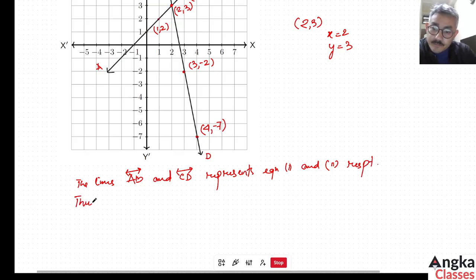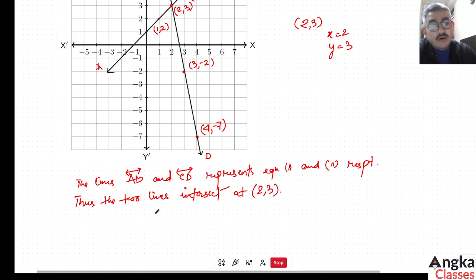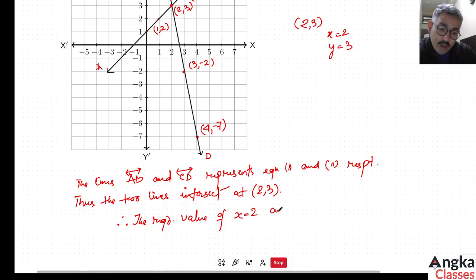Thus, the two lines intersect at 2, 3. So therefore, the required value of x is equal to 2 and y is equal to 3.